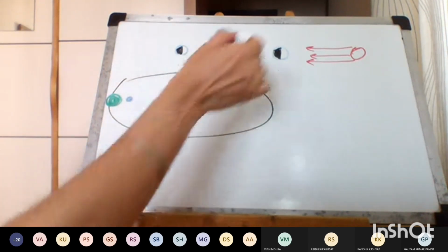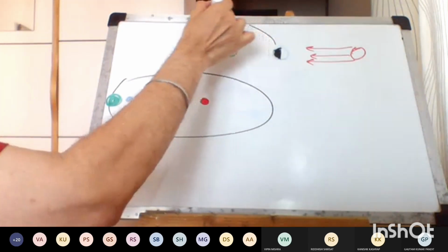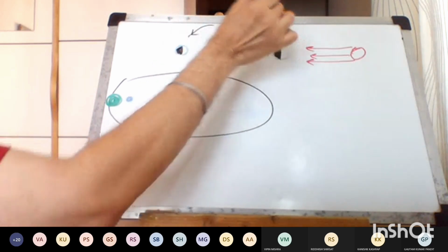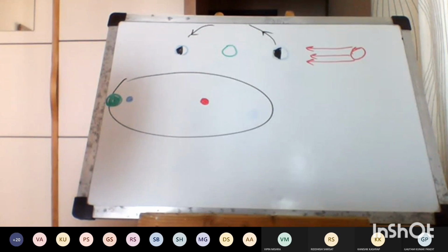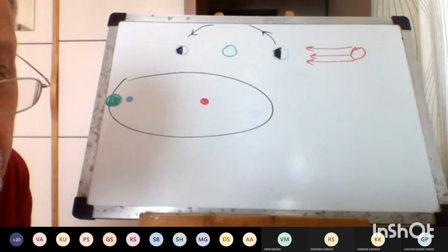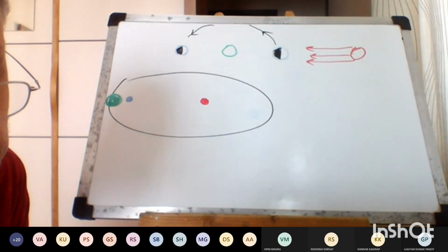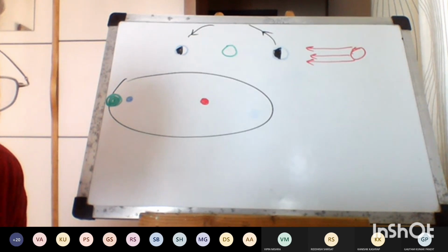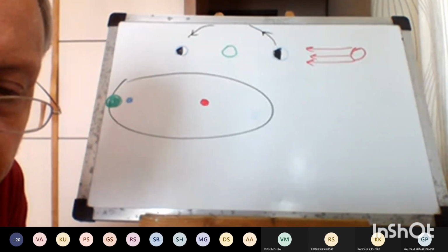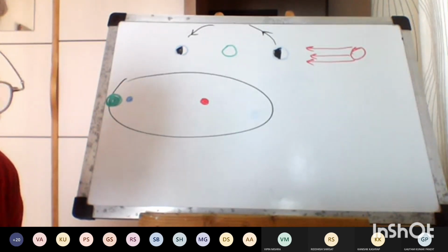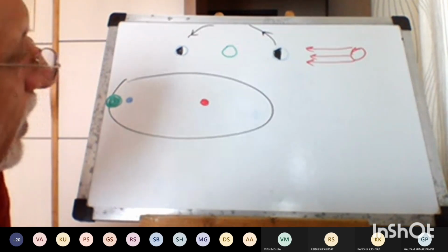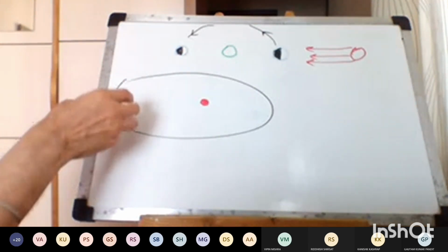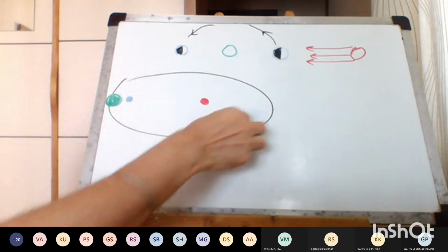So now the moon is also going around the earth like this, and it comes back to the same position. The earth is rotating, revolving around the sun. The moon is rotating, revolving around the earth. And as a combination, both of them are revolving around the sun. This whole combination is rotating and revolving around the sun.